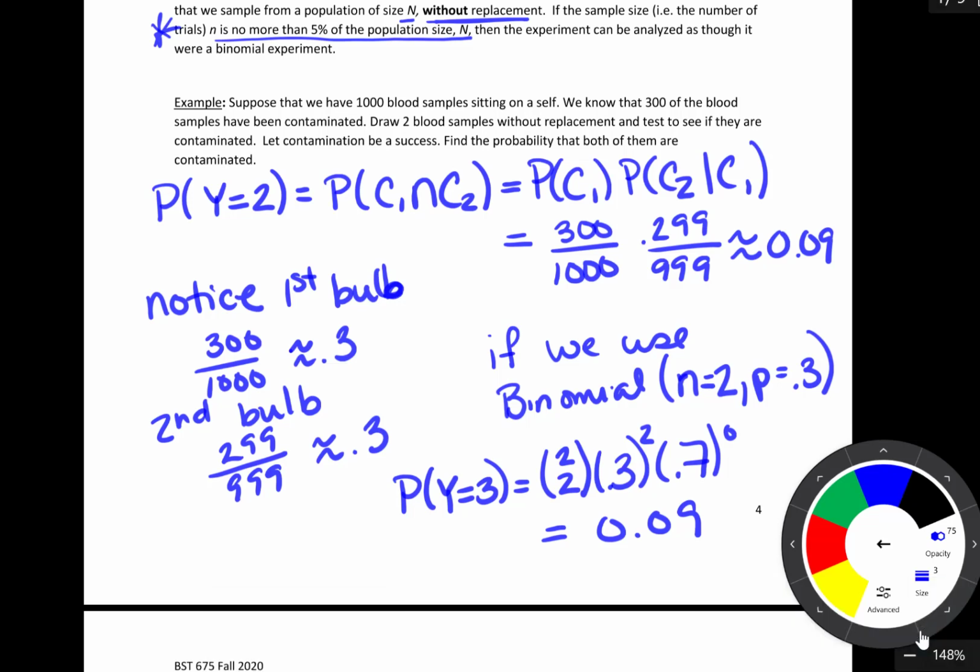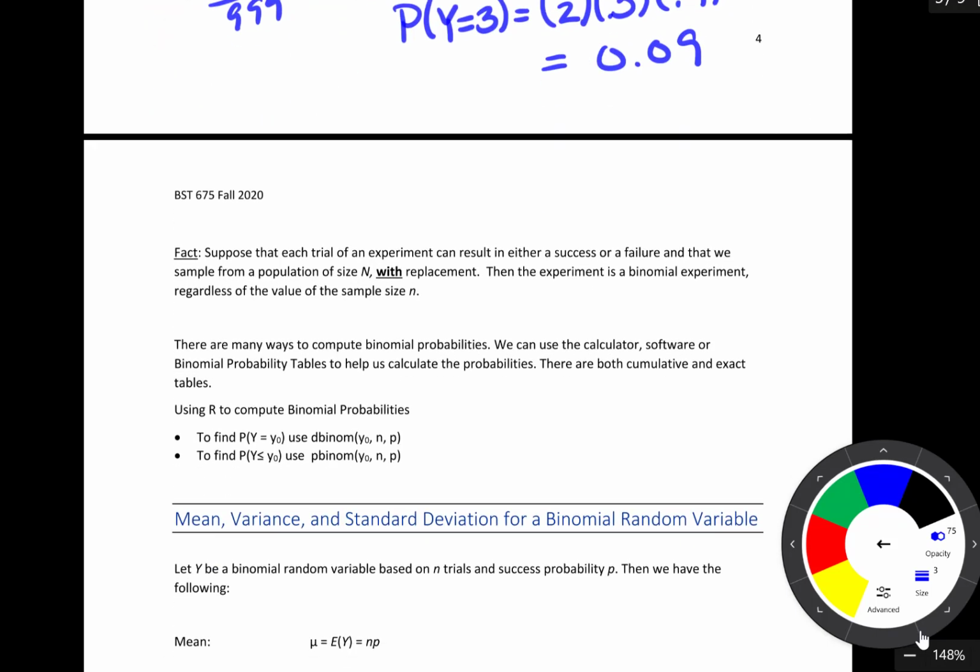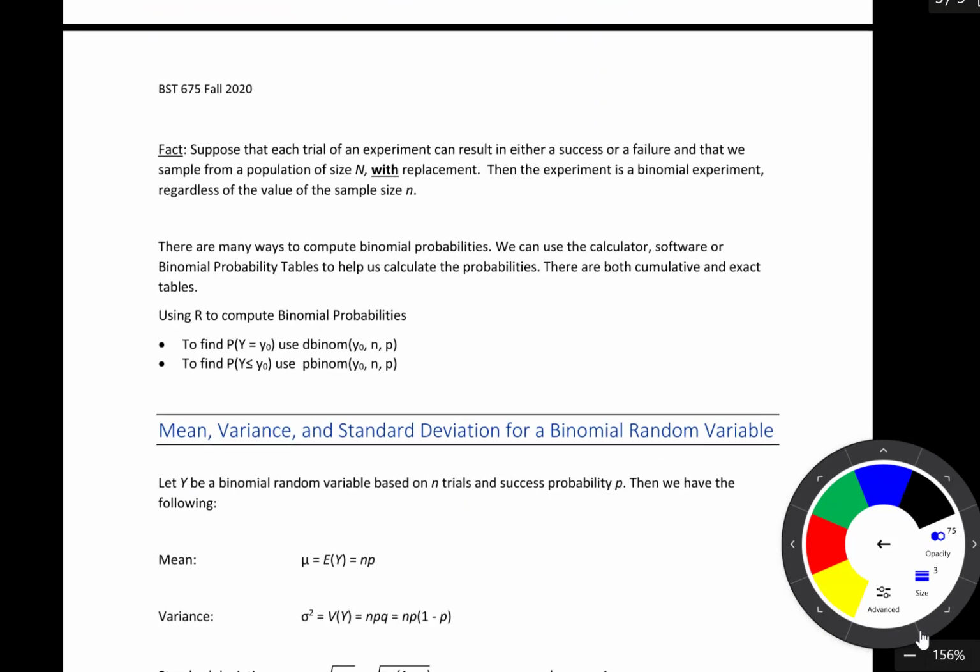Now, notice this example did have sampling without replacement. Here's another fact: if we have sampling with replacement, then we will always have a binomial. There are many ways to compute these. We could use the formula that we just saw. You can also use a calculator or software. There are even tables. We'll be using R in this class, and so here are the commands for if we wanted to use R to find those probabilities.